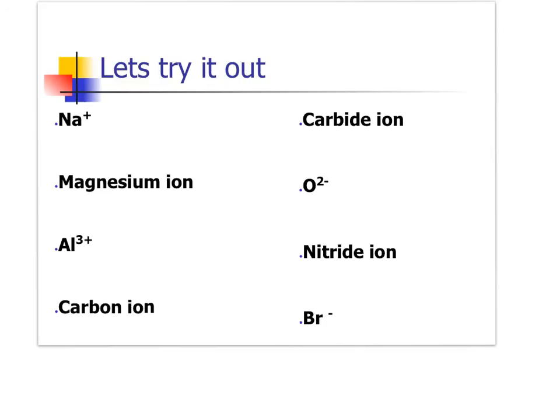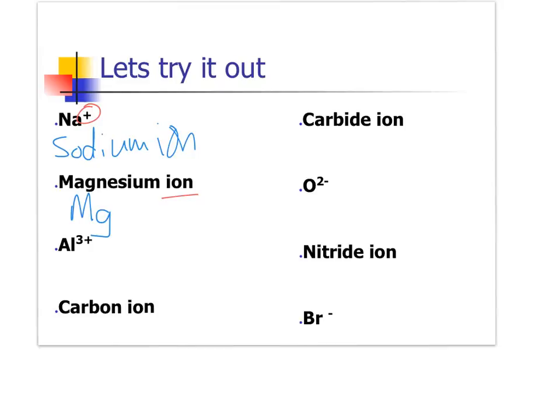So let's try it out. As I indicated already before, the Na+ indicates that we are talking about the sodium ion because it has a positive charge. So that's why it's an ion. The fact that we talk about magnesium ion means that I am now going to be worried about the Mg, and I can look on my periodic table and see that it has a positive 2 charge.